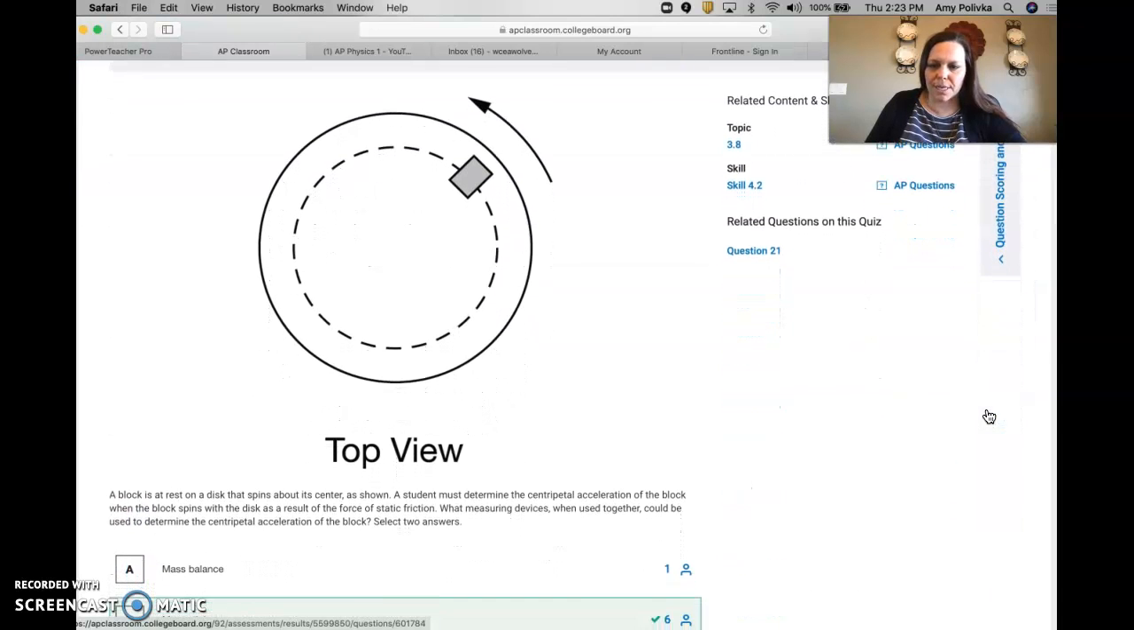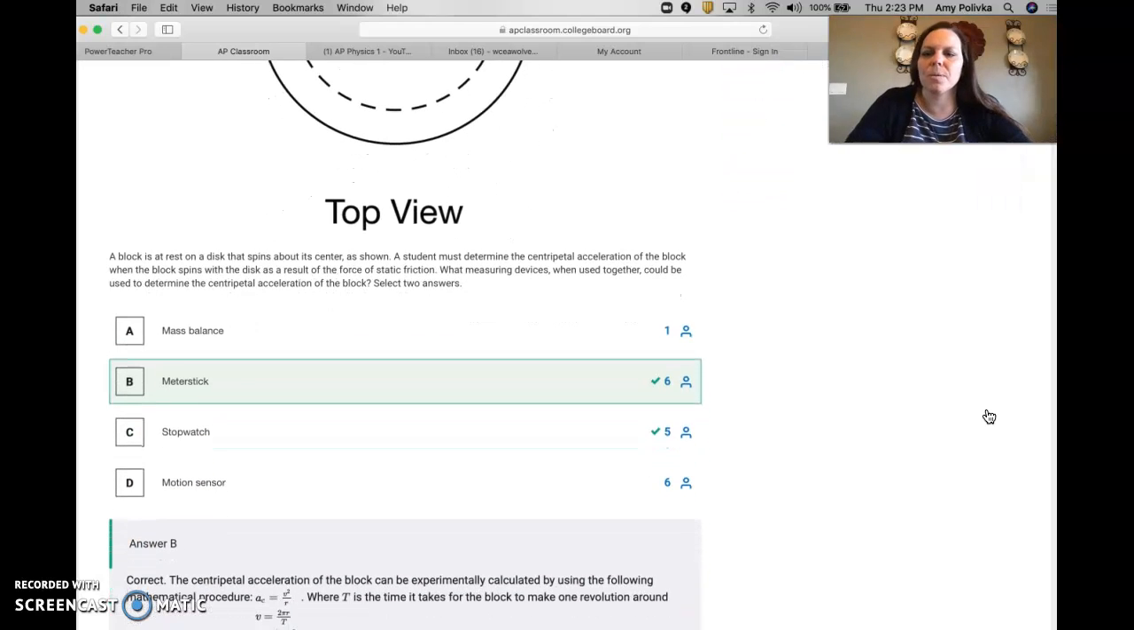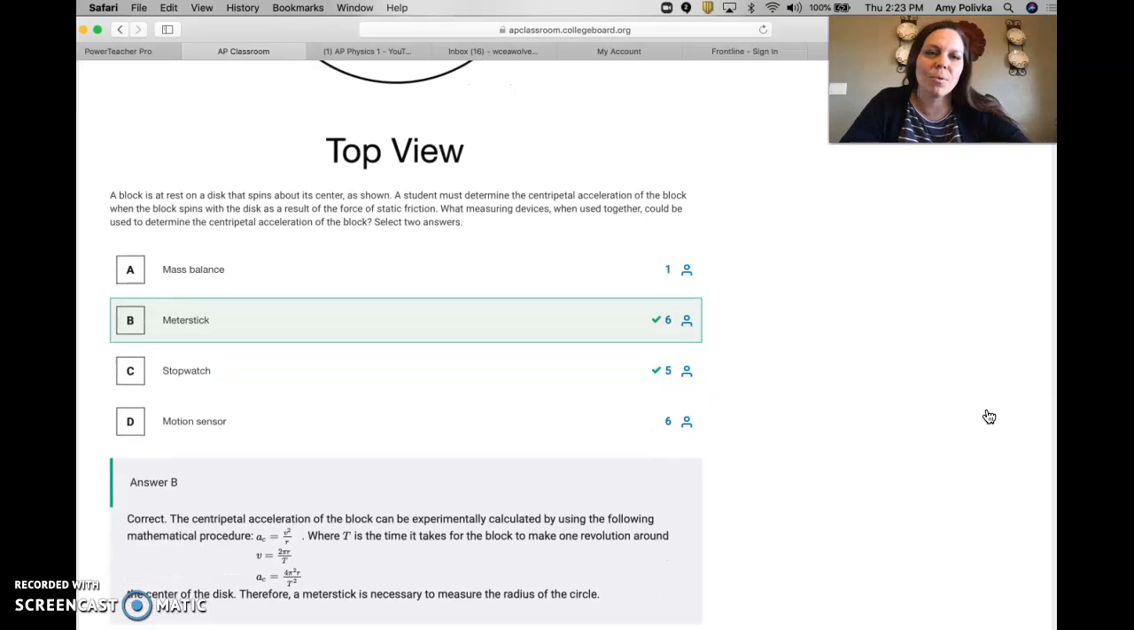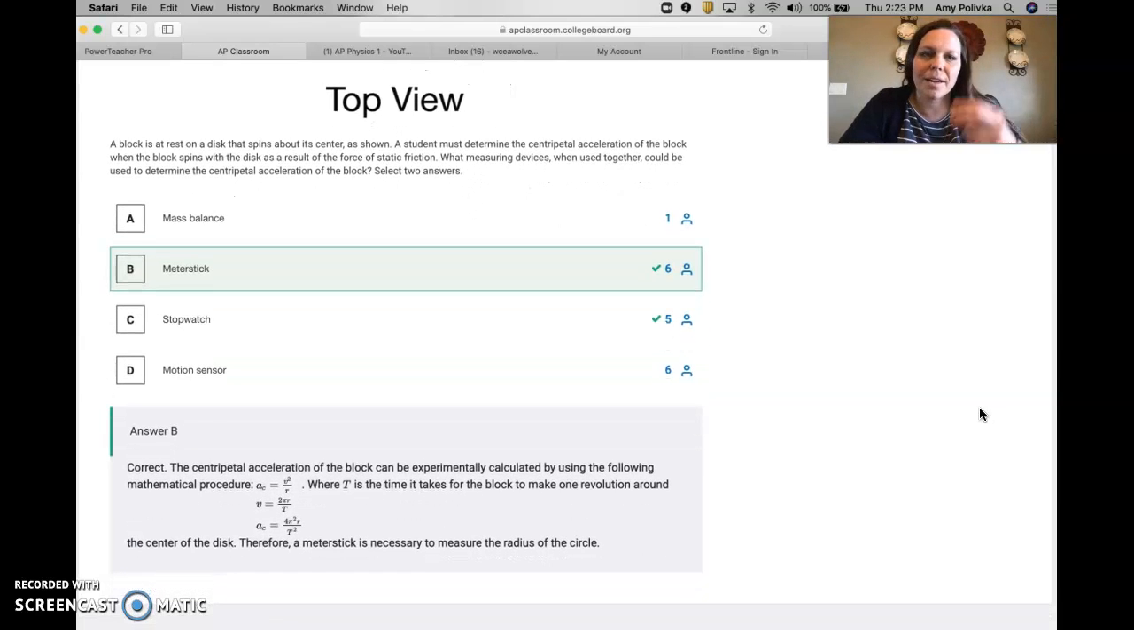See it again. Here we go. This one, same kind of problem, but how do we measure this? What are the things we're going to need to use in the lab? Again, 2, and pick your simplest 2 that would connect to this equation.